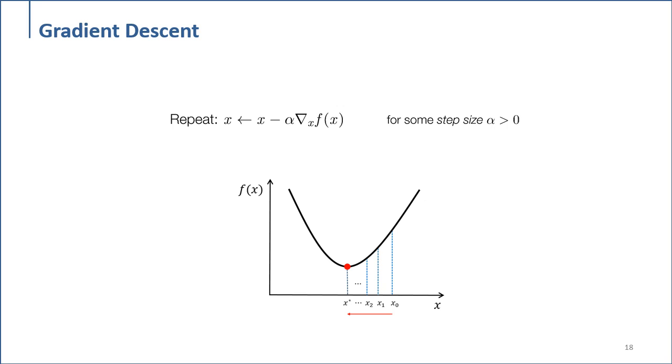Yeah, so we call this algorithm the gradient descent algorithm. By keeping on updating this x value with a negative gradient, you will be able to reach the optimal solution.